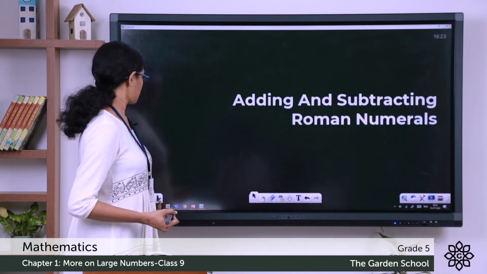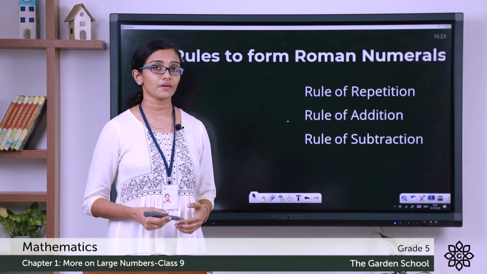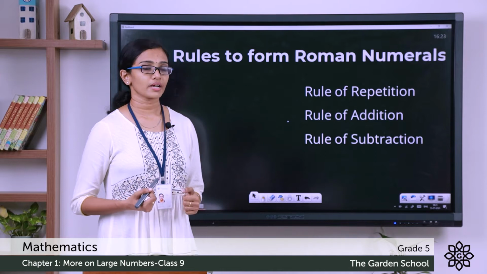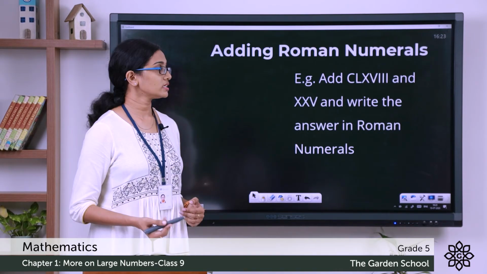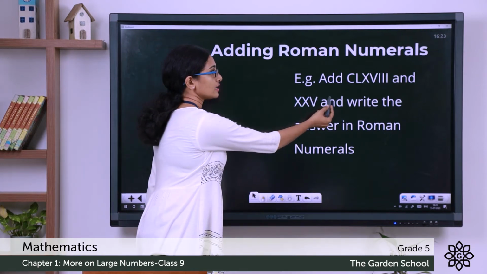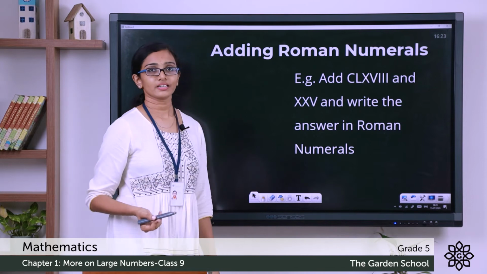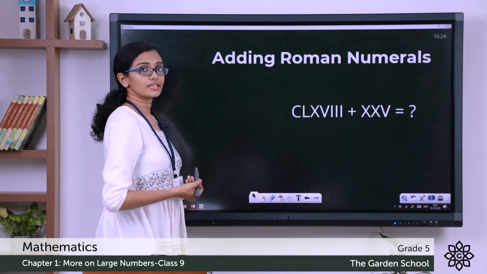So we have already learned about the different rules to form Roman numerals. We have the rule of repetition, rule of addition and rule of subtraction. Now let's see how we can add two Roman numerals. We have an example: add these two Roman numerals, and you have to write down the answer in Roman numerals. So this is our question.